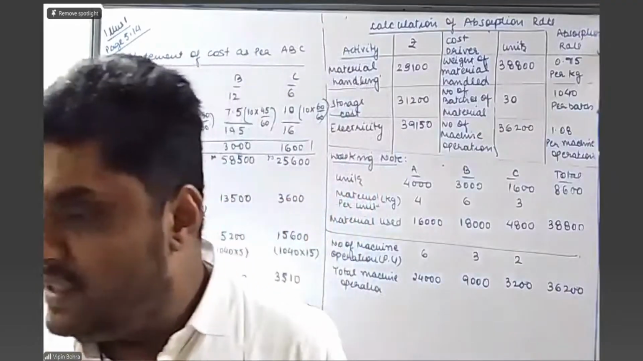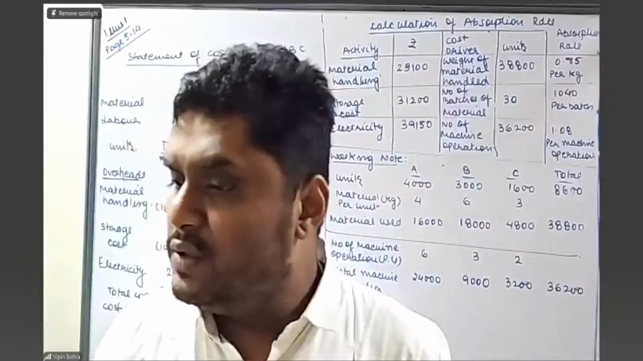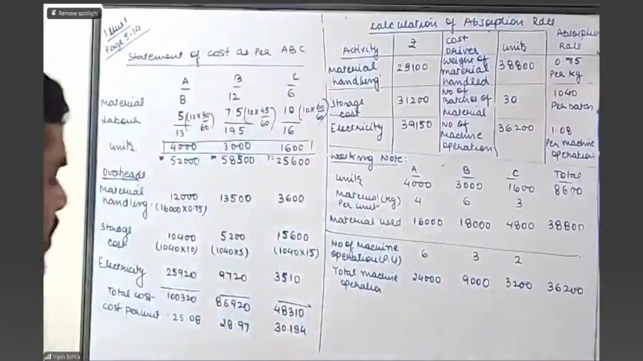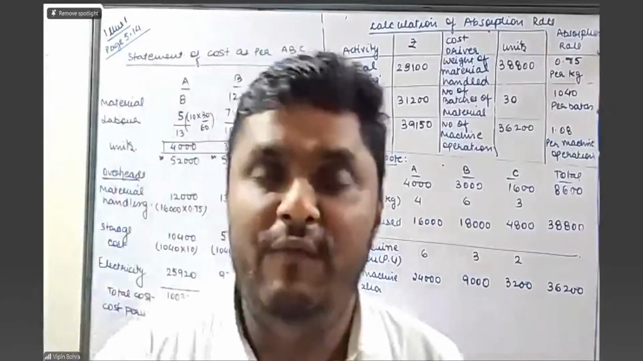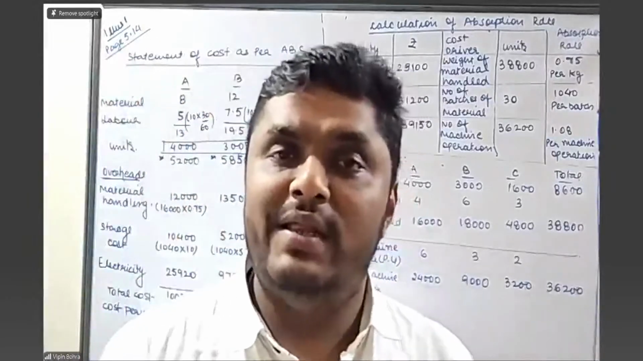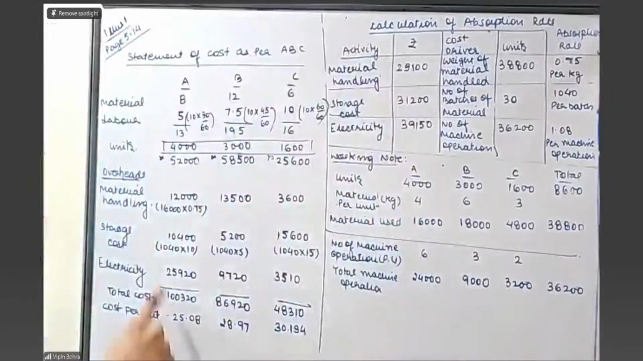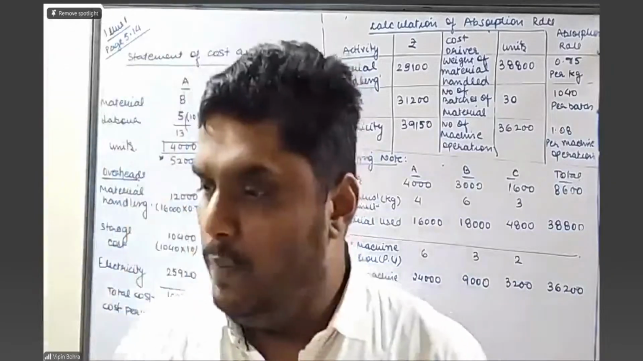Okay, one more query. Meda Sen: sir, how did this cost per unit come? Meda, what is the total cost? This is the total cost: 100,320, 86,920, and 48,310. This is my total cost. If we divide it by number of units, we will get the cost per unit. So total cost divided by units, you will get these figures. So 100,320 divided by 4,000, 86,920 divided by 3,000, 48,310 divided by 1,600. I hope it is clear, Meda, now.